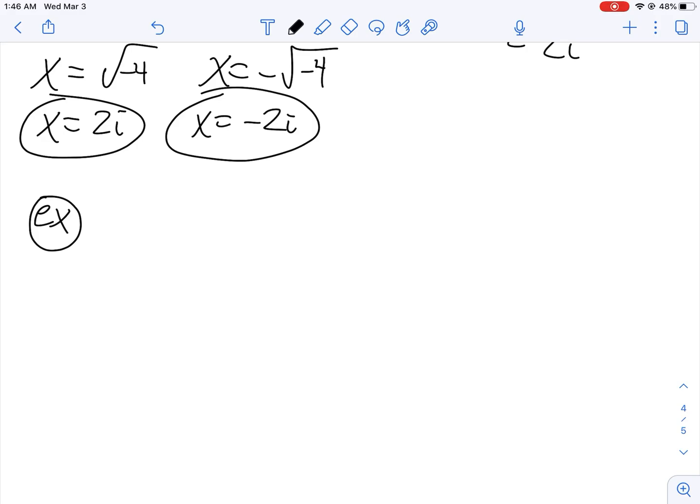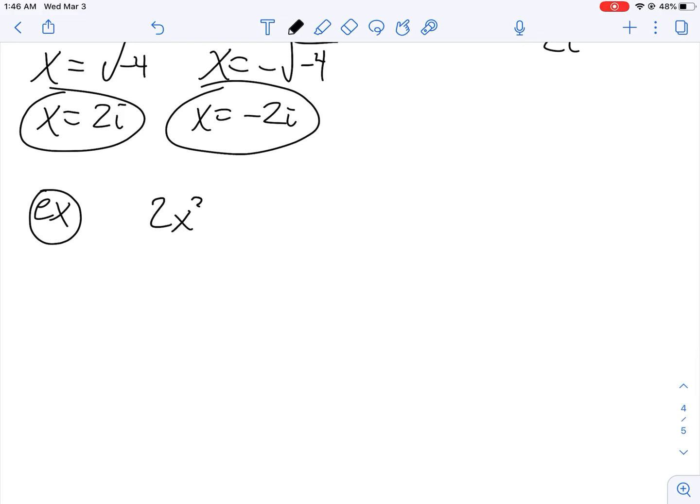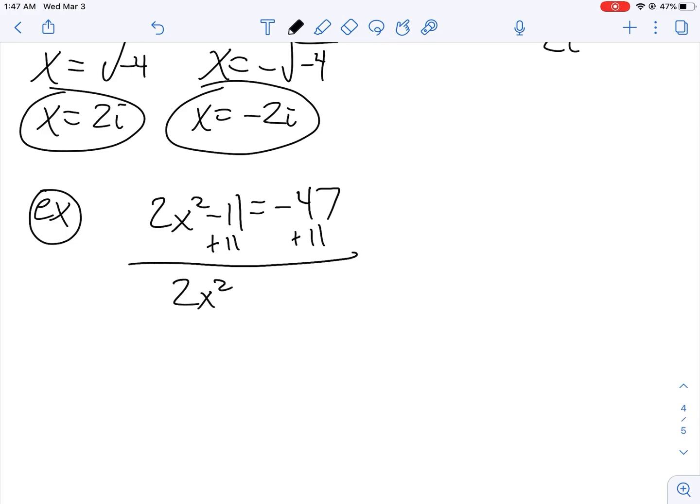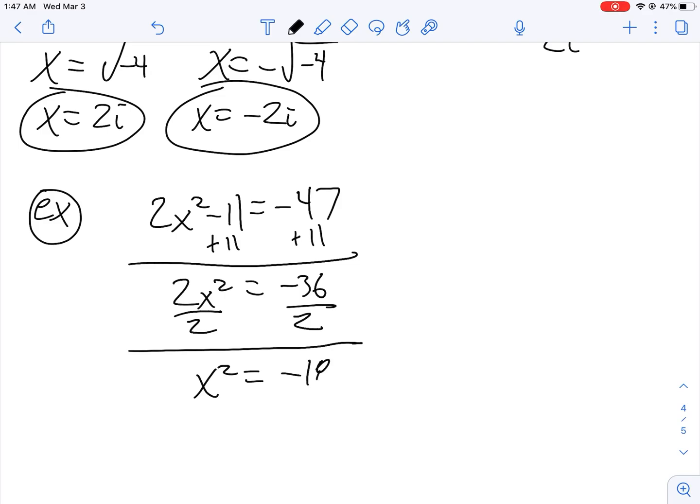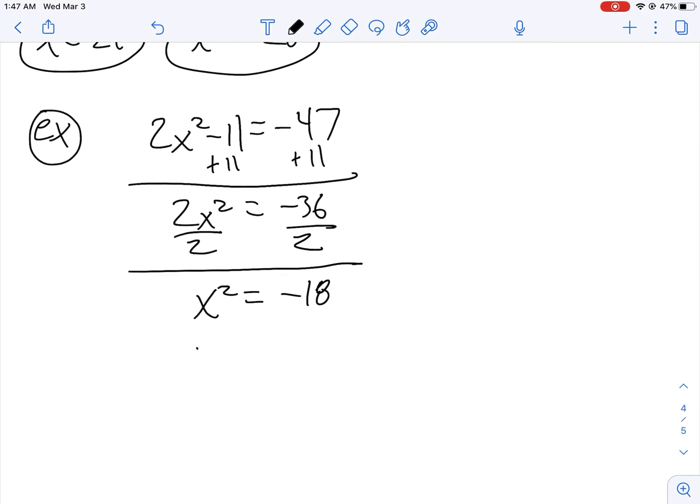All right, let's do one last example and just call it good from there. 2x squared minus 11 equals negative 47. Now again, to solve this, I need to get the x squared by itself and then square root both sides. So I'm going to add 11 to each side. 2x squared equals negative 36. Divide both sides by 2. x squared equals negative 18. We're ready to square root both sides.